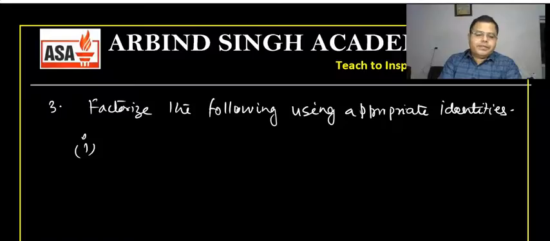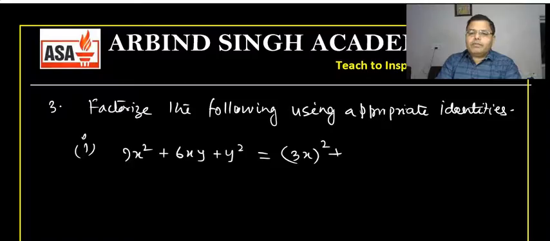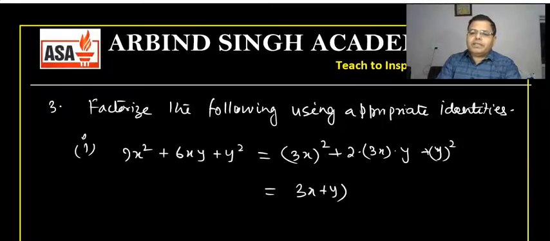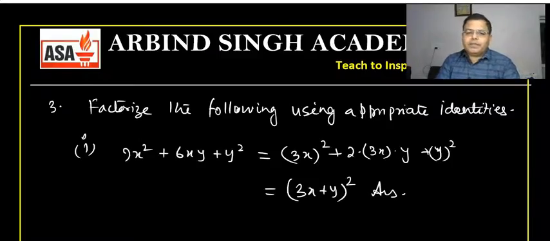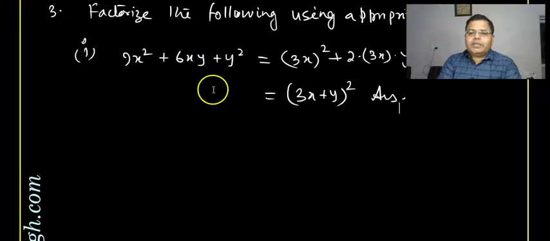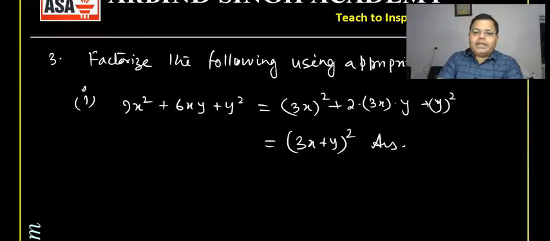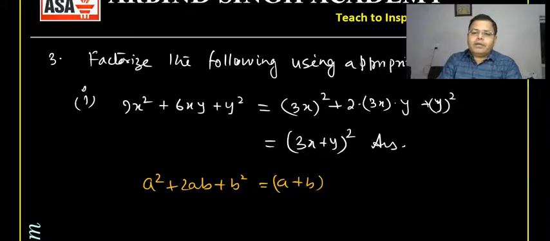Now the first question is given here. 9x square plus 6xy plus y square. That can be written as (3x) whole square plus 2 into 3x into y plus y square. This is in the form of a square plus 2ab plus b square. So that can be written as (a plus b) whole square, and that will be the answer. So there are two factors, 3x plus y and 3x plus y. What identity has been used here? The identity a square plus 2ab plus b square is equal to (a plus b) whole square. I hope you got it.